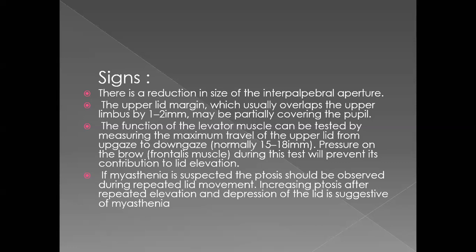So this will give you the power of the levator function, that how much it is functioning. If the ptosis is due to levator failure, then the upper lid excursion will be reduced. Instead of 15 to 18 millimeter, this might be 10 millimeter or 12 millimeter, but it will be lesser than this reading. Okay. So this is how we check the upper lid excursion.